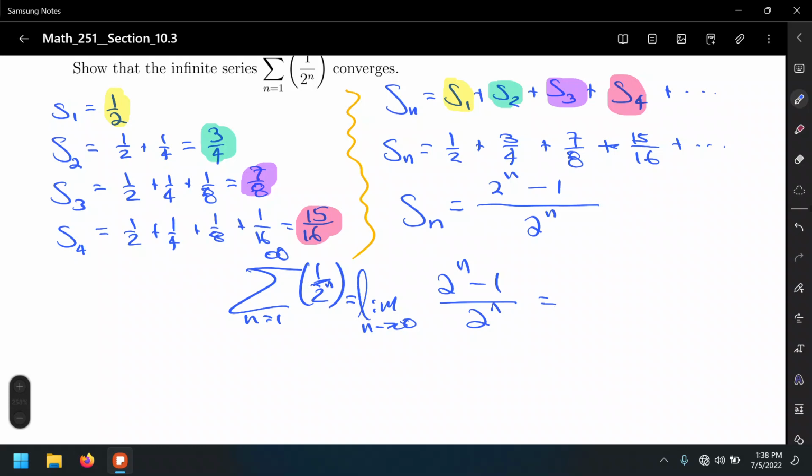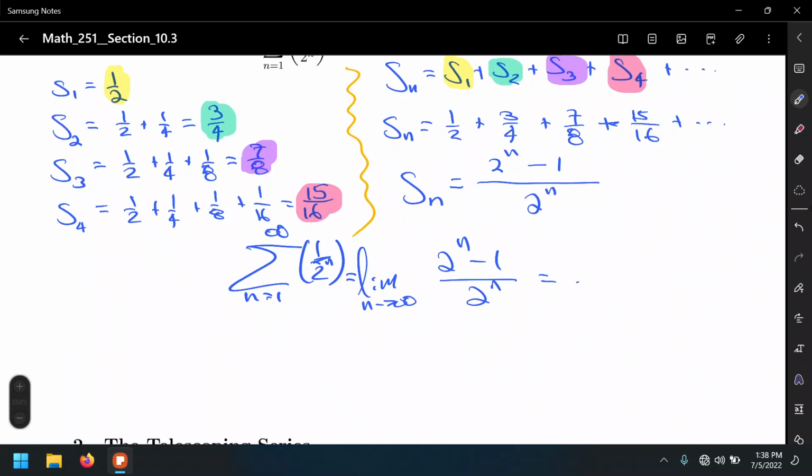And well, for this limit, we don't even need L'Hopital's rule to simplify. We can split the terms. That's the limit, 2 to the n over 2 to the n, that's 1, minus 1 over 2 to the n. As n approaches infinity, this term goes to 0, and the infinite sum is 1. All right?